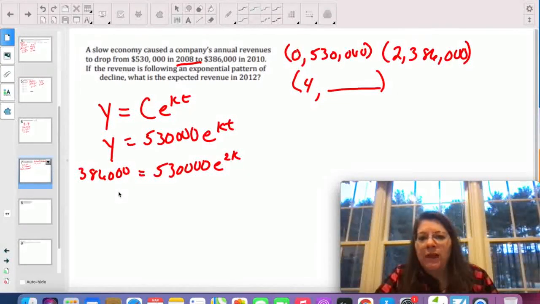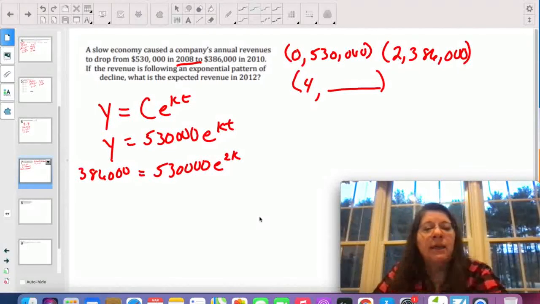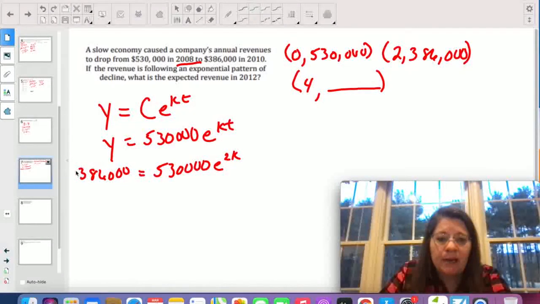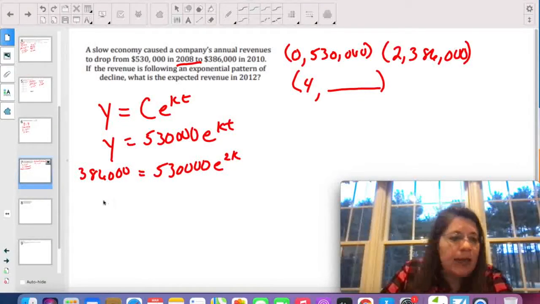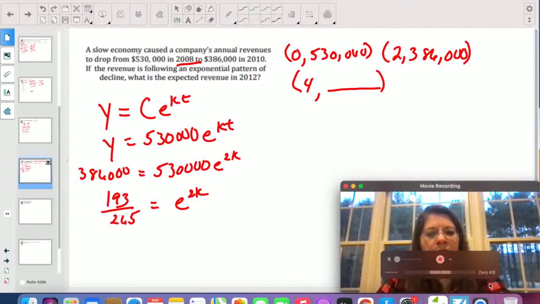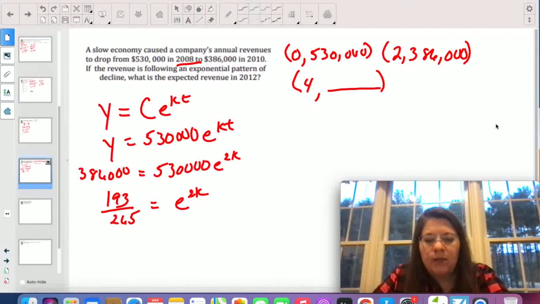I only want to round at the very end of my problem. I don't want to round more than once because every time I round, my answer gets a little bit less accurate. If I put this in my calculator, 386,000 over 530,000, I end up with 193 over 265, and that equals e to the 2k. So to get rid of the e, I'm going to put a natural log in front of both sides.